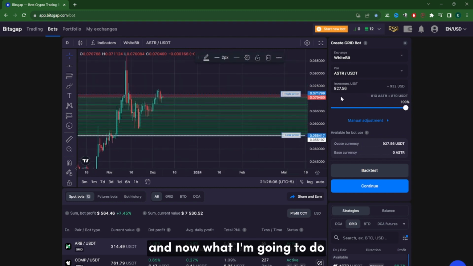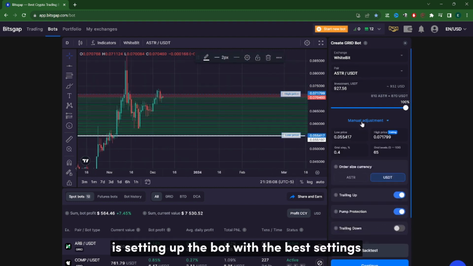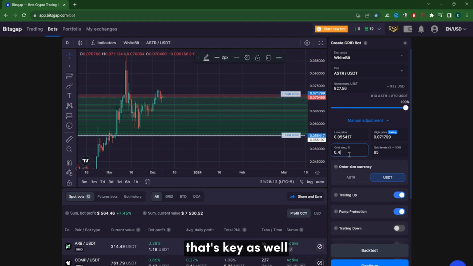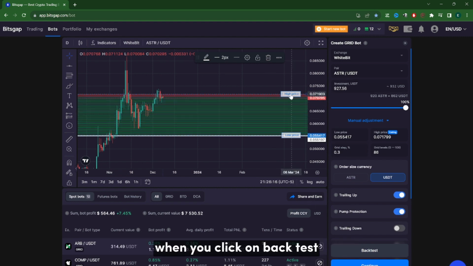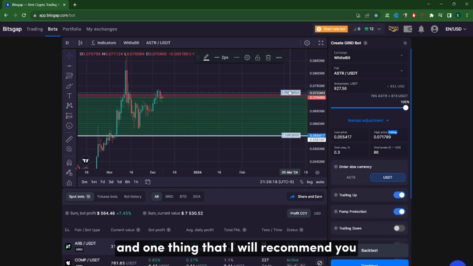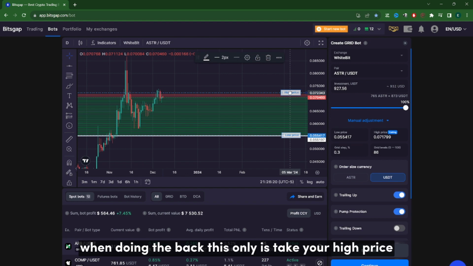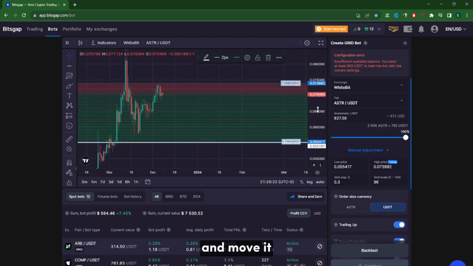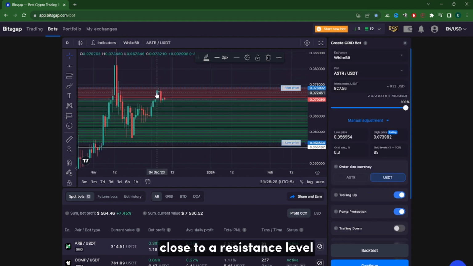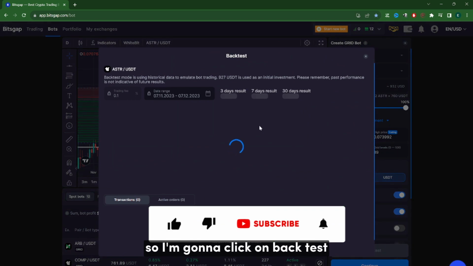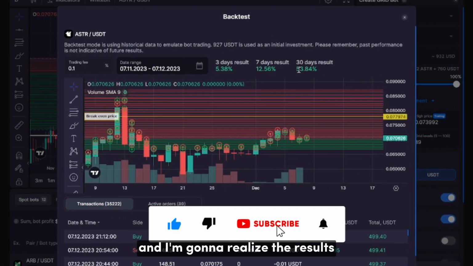And now what I'm going to do is set up the bot with the best settings. That's key as well. Now, when you click on backtest, one thing that I will recommend when doing the backtest only is to take your high price and move it close to a resistance level. So kind of like this. So I'm going to click on backtest and realize the results.